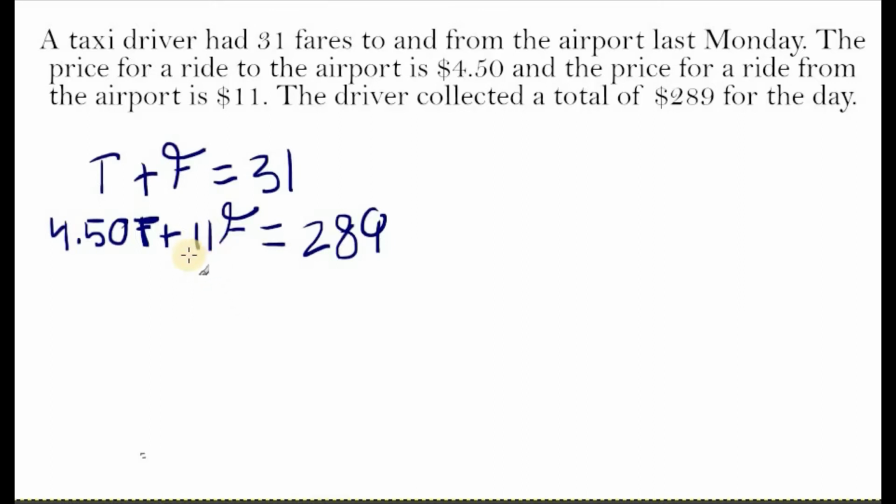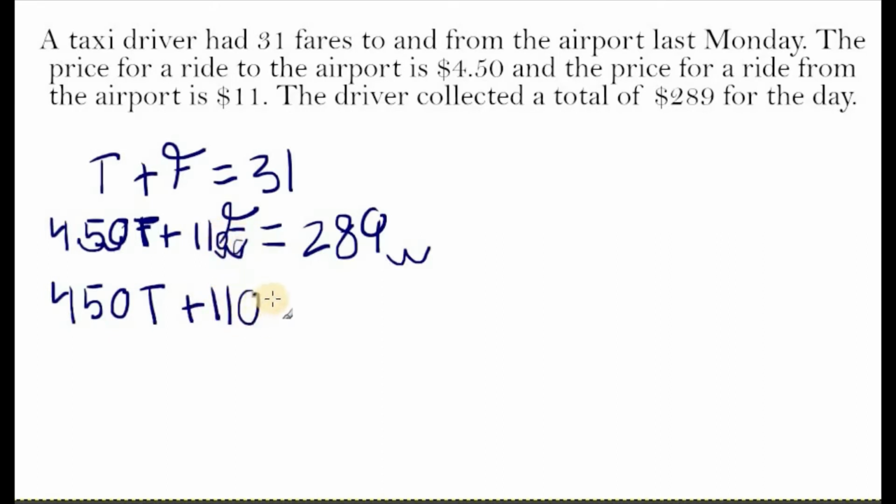And now we can either start eliminating now, or you can get rid of the decimals. So I'm going to show you how to get rid of the decimals if you want to do it that way. You're going to carry this decimal place over 2, which means you have to carry the 11 over 2 and the 289 over 2. So that would convert to 450t, because no more decimal, plus 11, and then you add the 2 zeros, so we put 1100f is equal to, drop this number down, and add 2 zeros to the end of that. That's how you get rid of all the decimals.